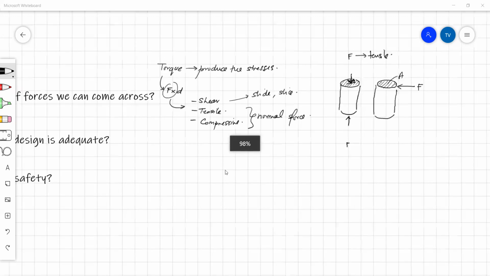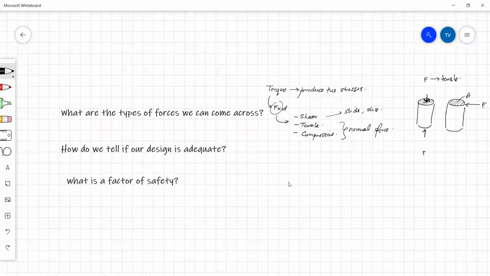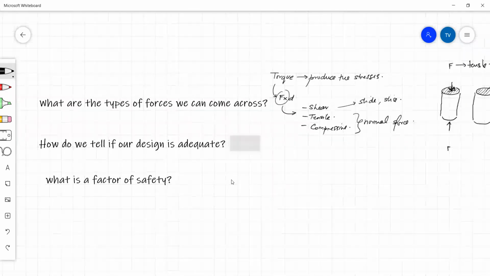All right. Okay, question 2. How do we tell if our design is adequate? How do we know if our design is good enough, will be strong enough to withstand the forces that it's experiencing? How do we know? Any of you have any idea?